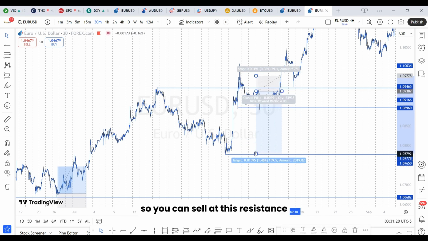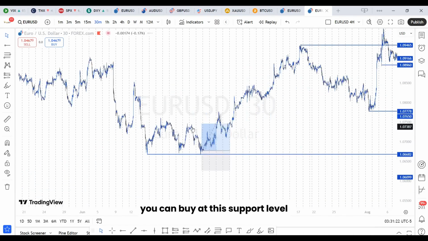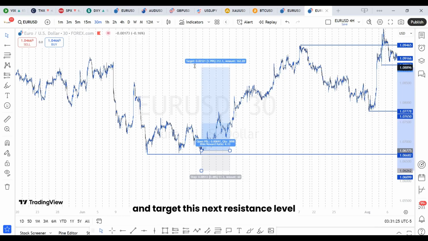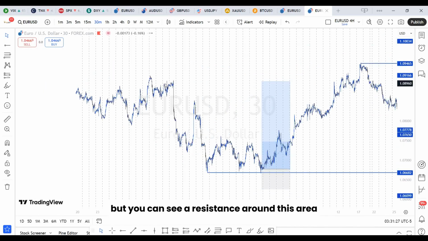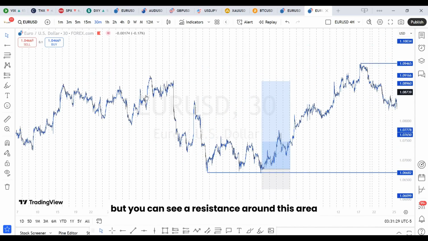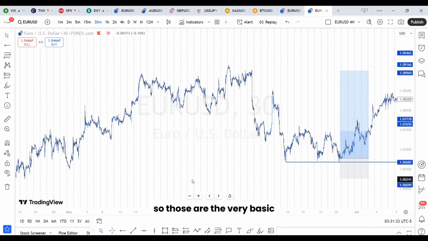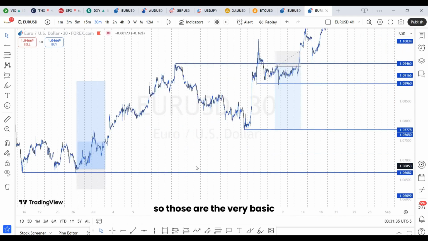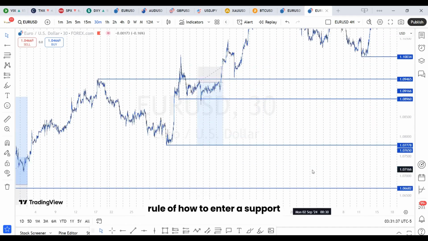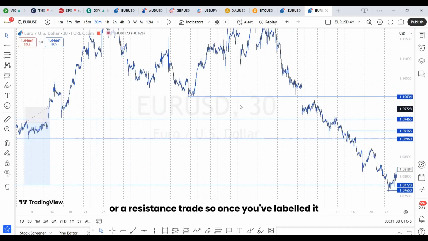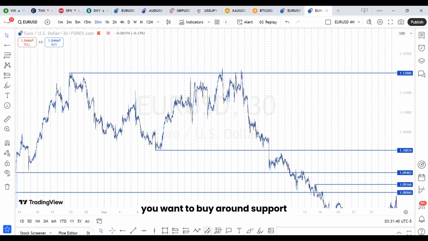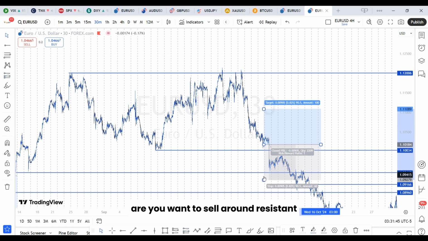So you can sell at this resistance and target this next support level. You can buy at this support level and target this next resistance level, because you can see a resistance around this area. Those are the very basic rules of how to enter a support or a resistance trade. Once you've labeled it, you want to buy around support and sell around resistance.